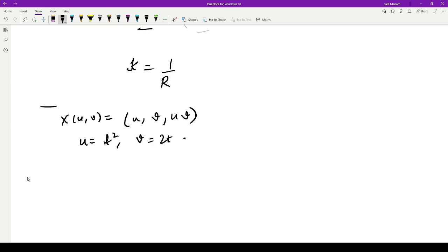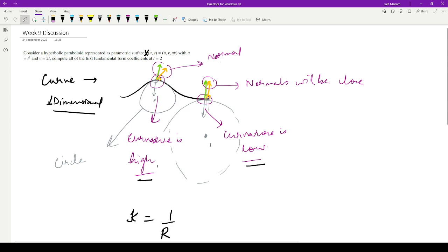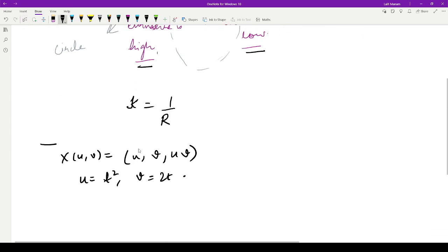Okay, so what does this mean? Ultimately this x is dependent on t, right? Yes, sir. Because x is dependent on u and v, and u and v are dependent on t. So ultimately x is only a function of a single variable, given that we have these two u and v relations.